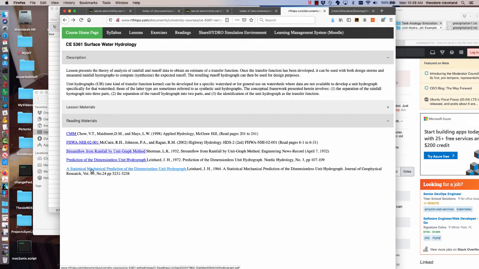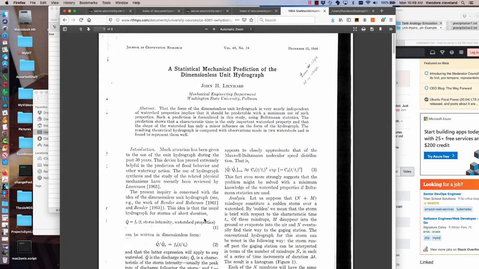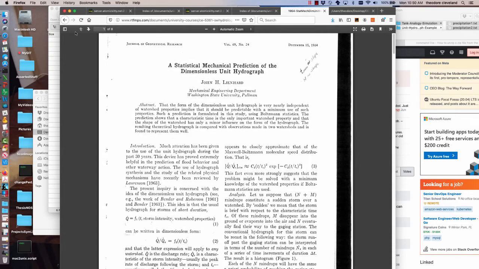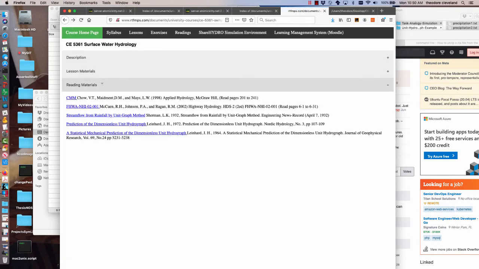The second one is by Lienhardt, 64, where he presents the dimensionless unit hydrograph as a statistical mechanical structure, and actually uses the Maxwell-Boltzmann speed distribution to understand the behavior of the hydrograph. It's remarkably interesting. And then he has a second paper, 72, which is literally less than a page, that references back to the 64 paper. So this is included for historical completeness.